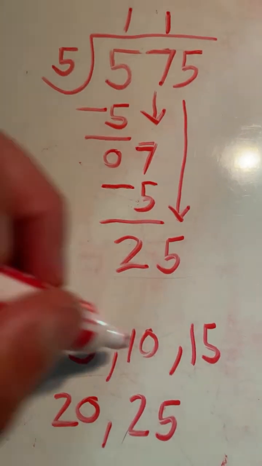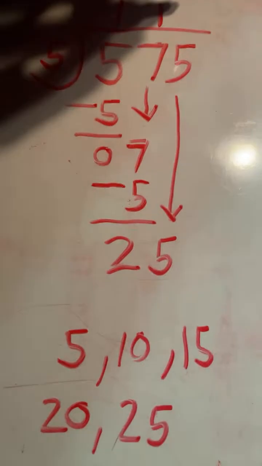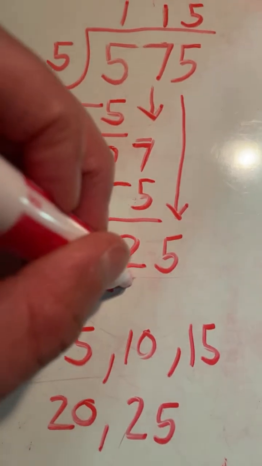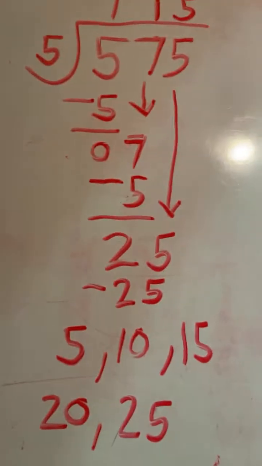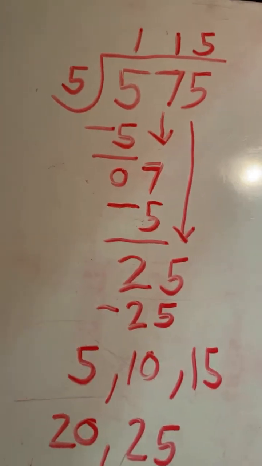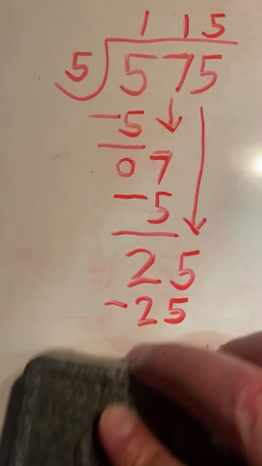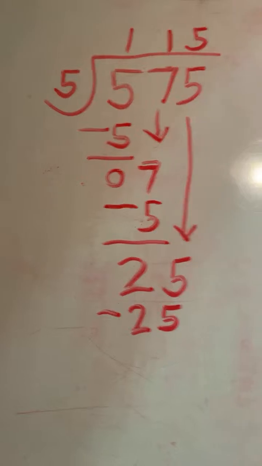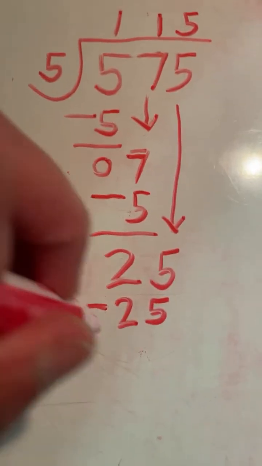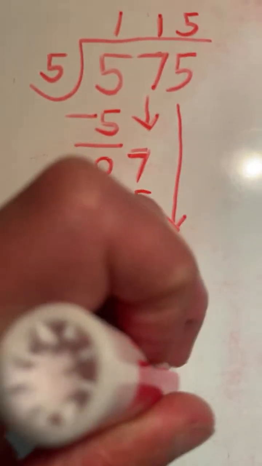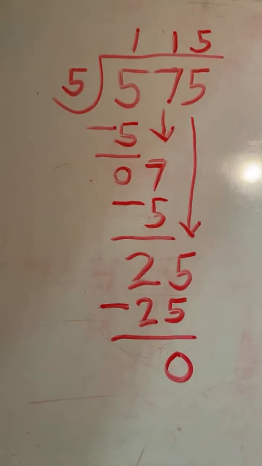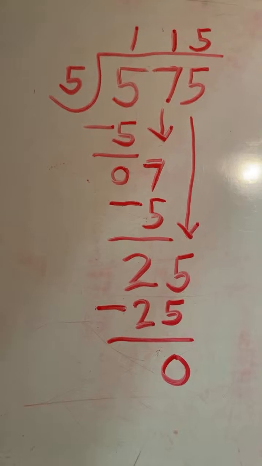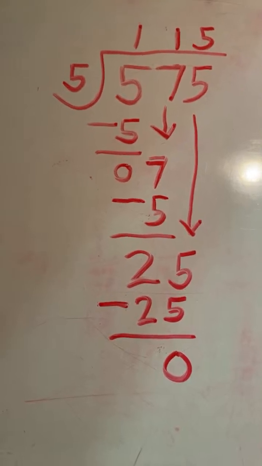We had to count by 5, 1, 2, 3, 4, 5 times to get to 25. Last number that we skip counted is 25. That's what we subtract to determine if there is a remainder or not. 25 minus 25 equals 0, so there is no remainder. So we have our final answer. 575 divided by 5 equals 115.